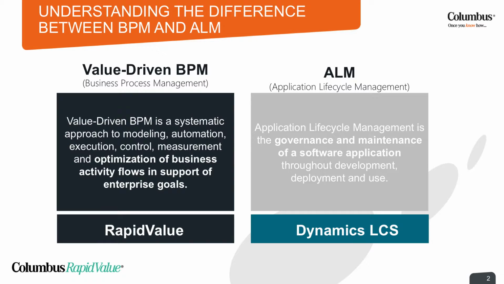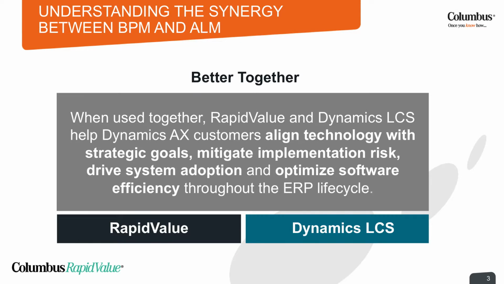BPM is a systematic approach to modeling, automation, execution, control, measurement, and optimization of business activity flows in support of enterprise goals. Application Lifecycle Management is the governance and maintenance of a software application throughout development, deployment, and use. However, when using these solutions together, RapidValue and LCS help Dynamics AX customers align technology with strategic goals, mitigate implementation risk, drive system adoption, and optimize software efficiency throughout the ERP lifecycle.